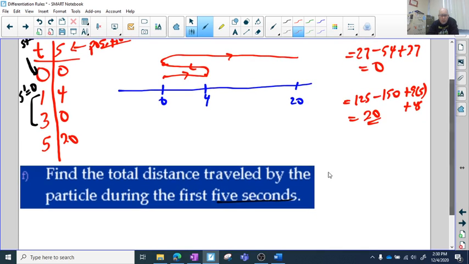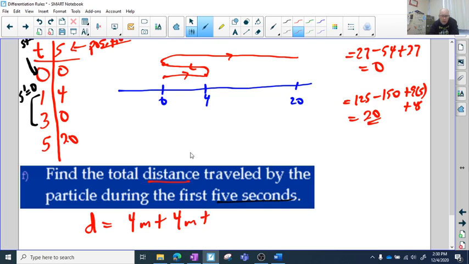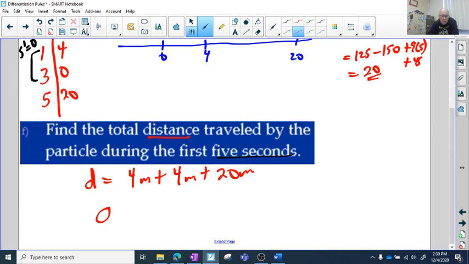Now, to answer the question down here then, distance. So it's not displacement, distance. Meaning you've got to add up these segments and figure out how far this particle traveled. Well, it went from 0 to 4, which was 4 meters. It was at 4 and went back to 0. That's another 4 meters. It was at position 0 and then ended up at 20. So that would be another 20 meters. So in total, that particle traveled 28 meters.